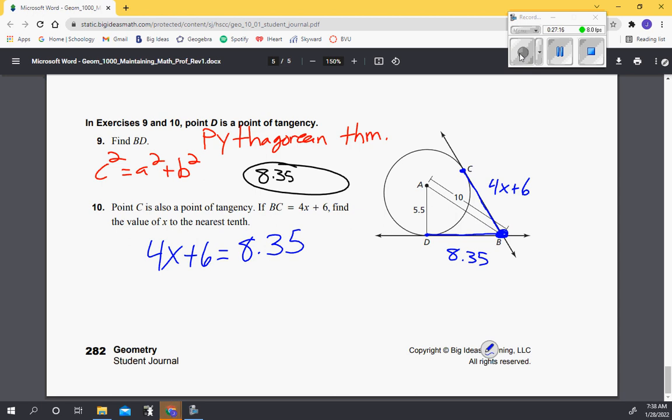They're equal. So if I were to take my calculator, first thing I have to do is take 8.35. I'm going to subtract 6 from both sides. I'm going to get 4x is equal to 2.35. And I'm going to divide that by 4. I'm going to get 0.59. Actually, it says nearest tenth, so it's 0.6.